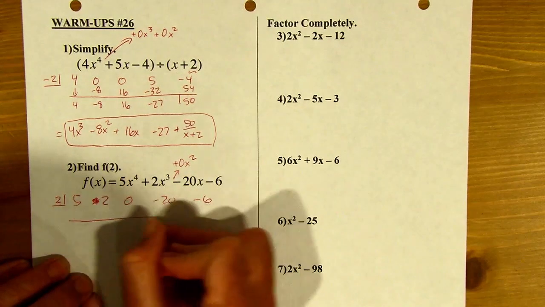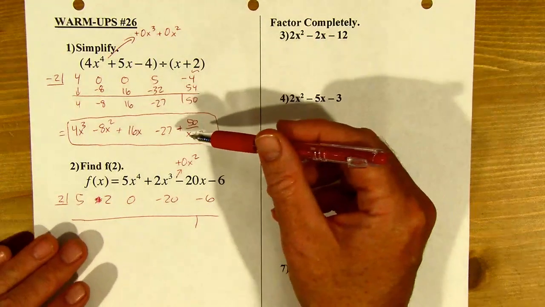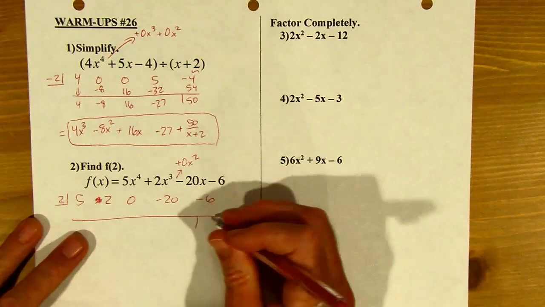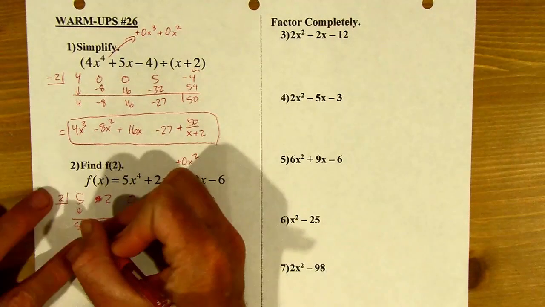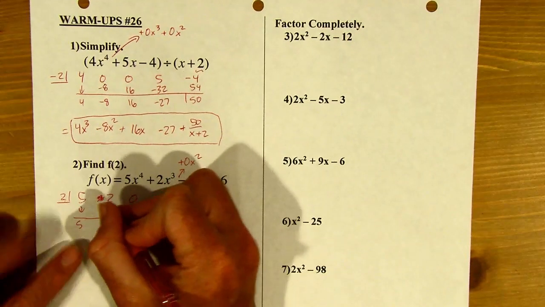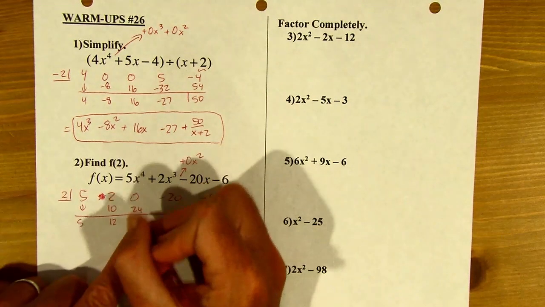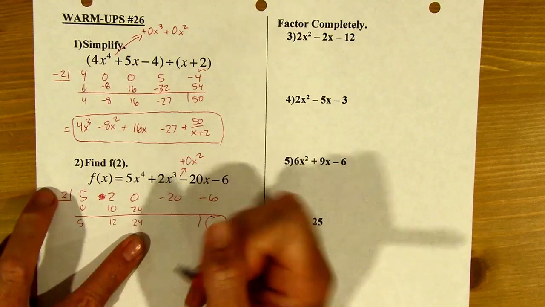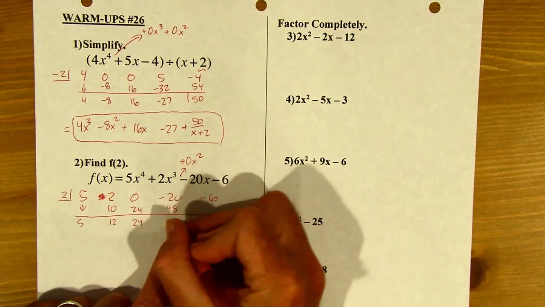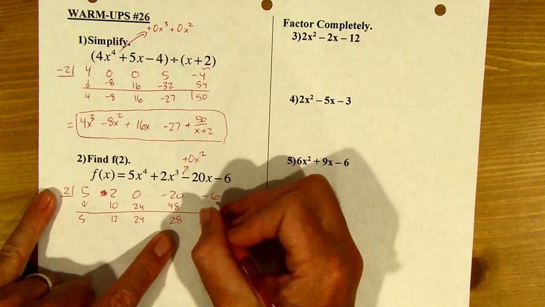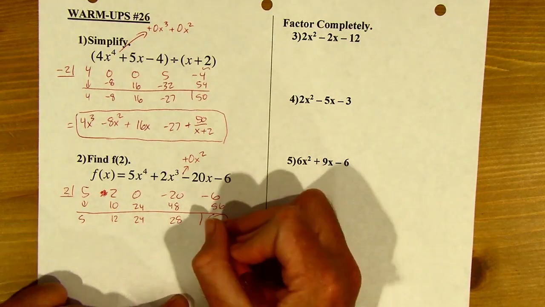Okay. Now I'm going to do the synthetic division just the same way I did before, but I really only need what goes in this slot. This is going to be my solution. Okay. So let's pull down the 5. And 5 times 2 is going to be 10. Add these, 12. 12 times 2 is 24. 0 plus 24 is 24. And 24 times 2 is 48. Negative 20 plus 48 is 28. Double that for 56. And then negative 6 plus 56 would be 50.